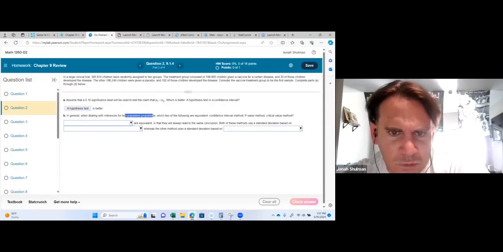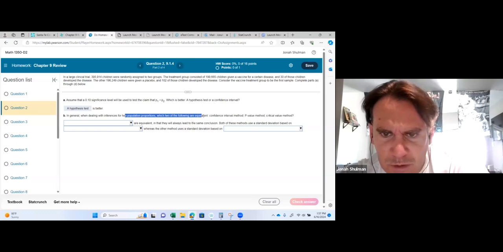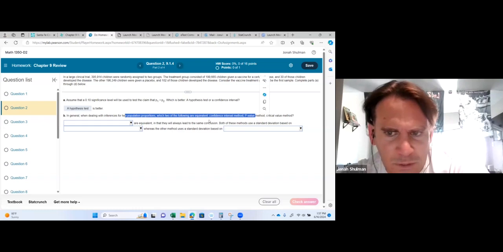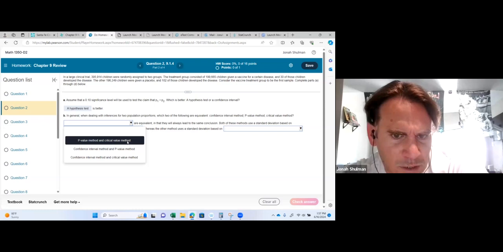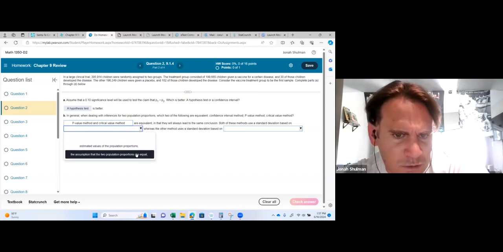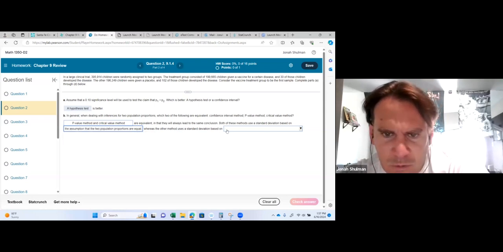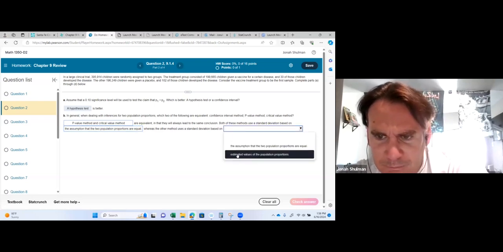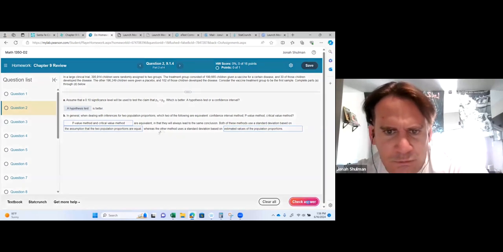So in general, dealing with two population proportions, which of the following are equivalent? Confidence interval method, p-value method, or critical value method? I believe that the p-value and the critical value are consistent, and that they will always lead to the same conclusion. Both of these methods use a standard deviation based on estimated values of the population, with the assumption that the two population proportions are equal. Ooh, I don't know. It's one or the other. Whereas the other method uses a standard deviation based on, I think this is how it works. Nice.